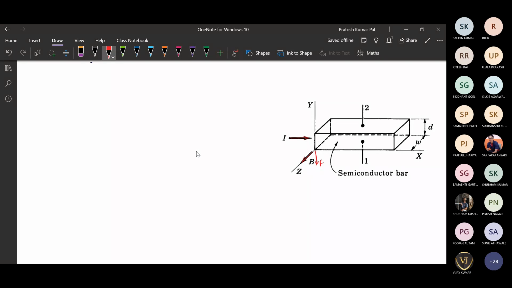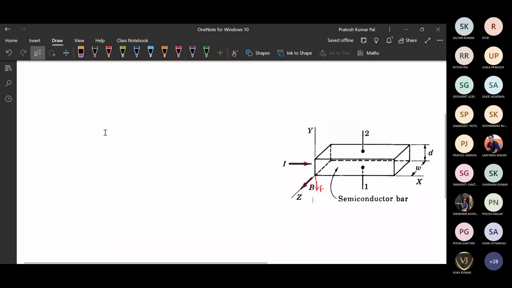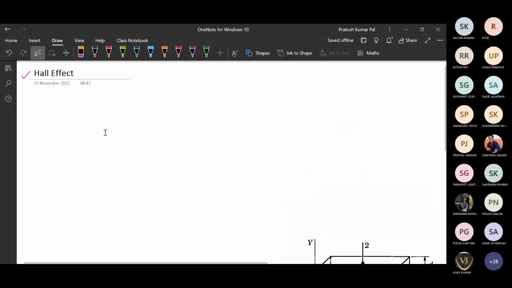So this force is nothing but because of the induced electric field. That means here in the Hall effect, an electric field will be induced. How this electric field is induced, we will see, and what the different applications of this Hall effect are. We will also see how the Hall effect is going to determine different parameters. So we will just write what the Hall effect is.